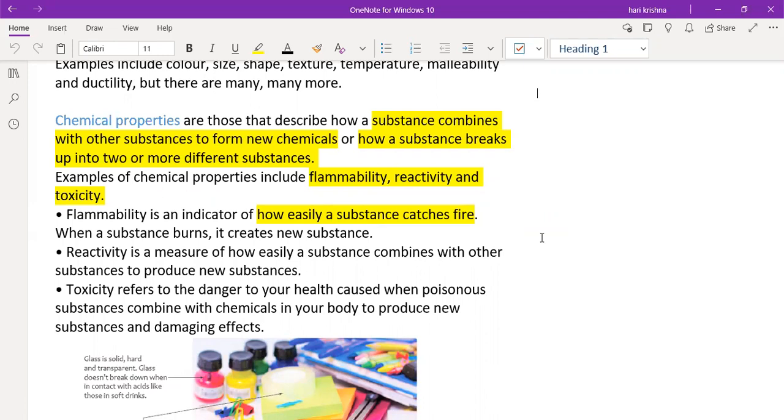If you keep iron articles outside for a longer time, what will happen? Sir, it will rust. Okay, whether rust is a chemical change or not? Chemical, sir. Whenever iron reacts with the oxygen present in the air, iron is one substance reacting with oxygen, another substance. These two substances combine to form one new substance, that is rust. Understand? When you combine iron with oxygen, it forms rust.